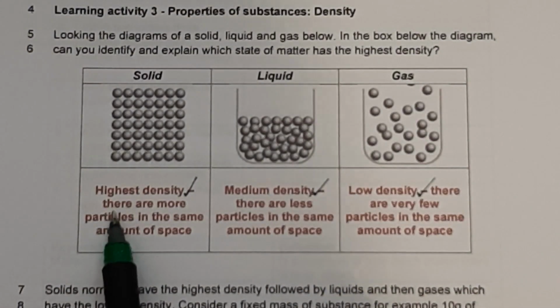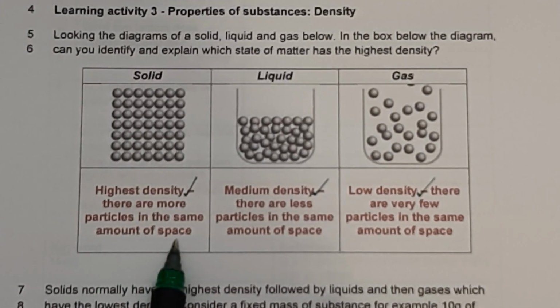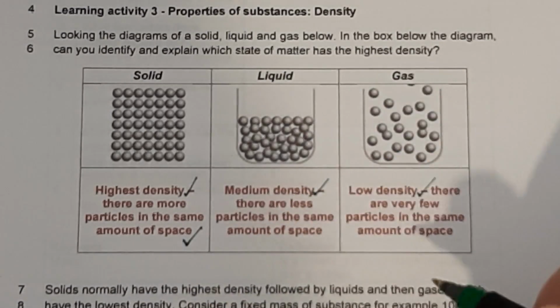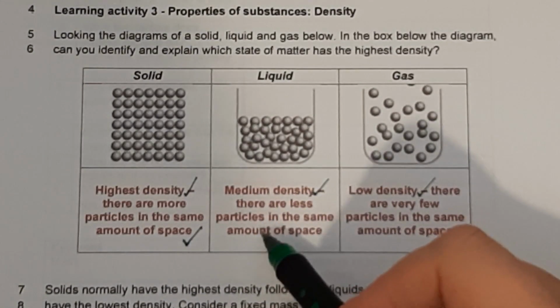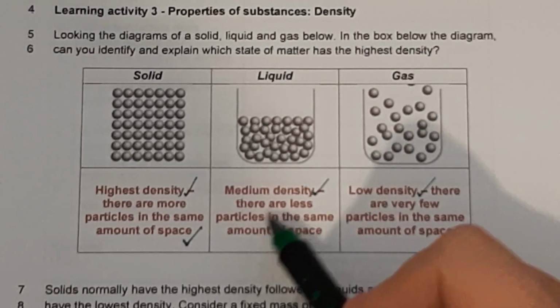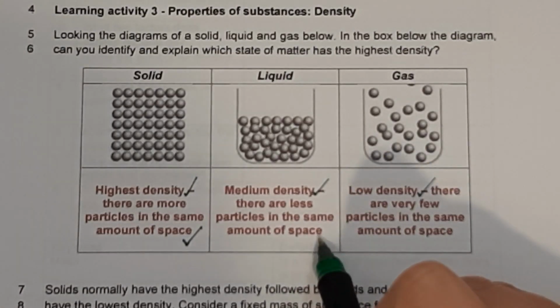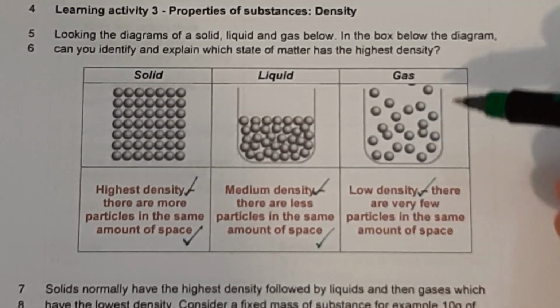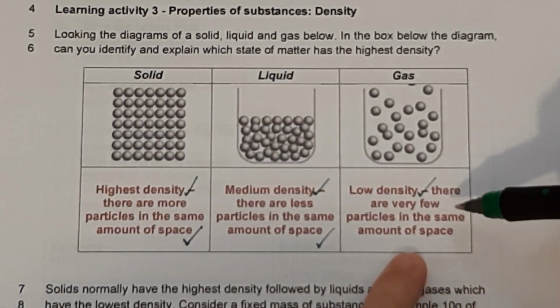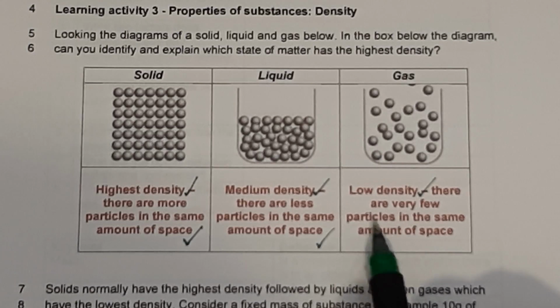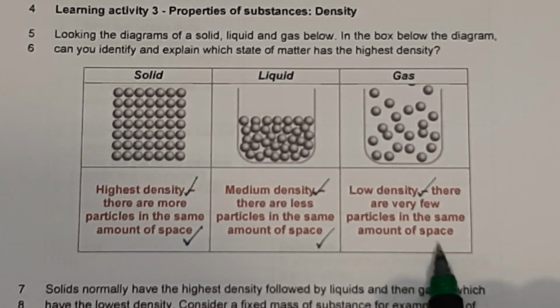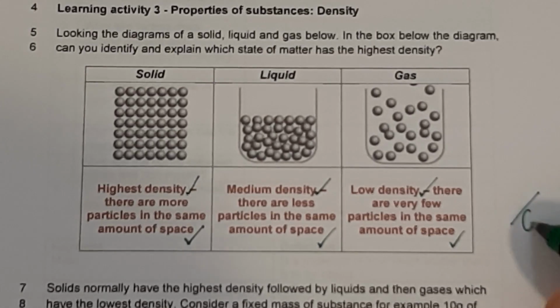Now, solids have the highest density because there are more particles in the same amount of space. So it's the idea that there is more stuff, more mass, in the same amount of space or volume. Second mark, the idea that for a liquid there are fewer particles in the same amount of space, or there is less mass than a solid in the same amount of volume. So you can talk about space or volume, or particles or mass. And for a gas, the idea that there are very few, or fewer than liquid, particles or mass in the same amount of space or volume. So that is out of 6 there.